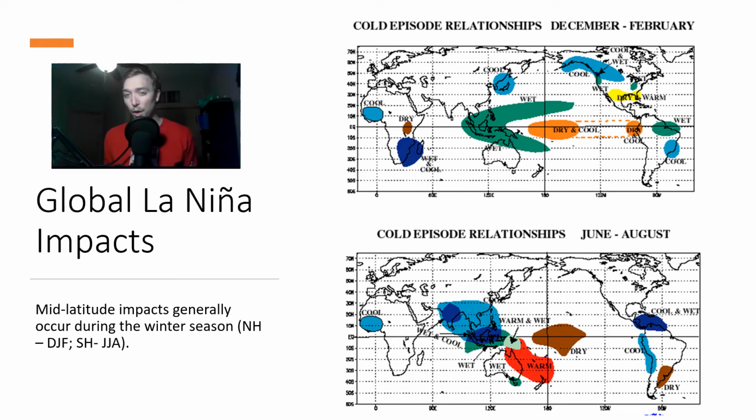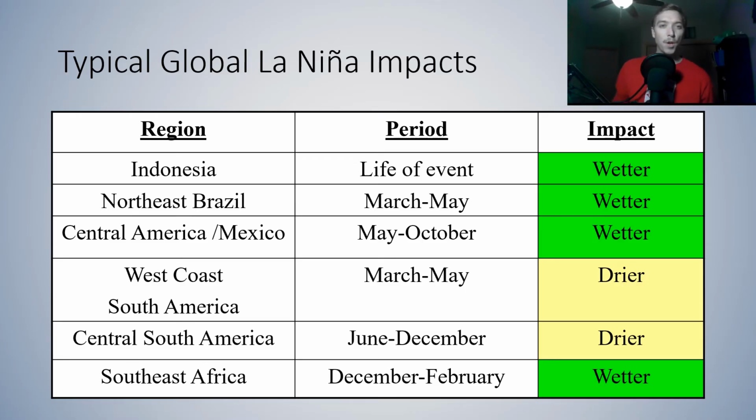Colder conditions along the coast, because that upwelling from colder currents and the increase in the thermocline is chilling down the west coast of South America. And then drier conditions along that eastern edge. So typical global La Nina impacts in Indonesia, North Brazil, Central America, Mexico, and Southeast Africa: we have wetter conditions through variable portions of the year. Along the west coast of South America and Central South America, we see drier conditions prevail.